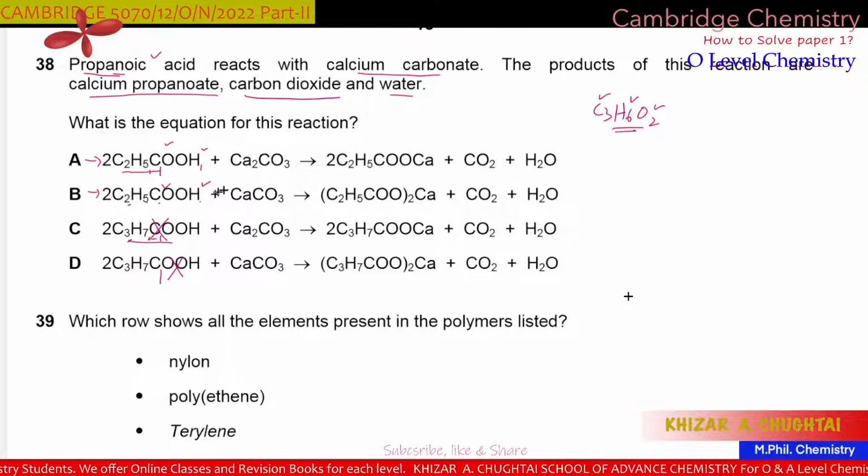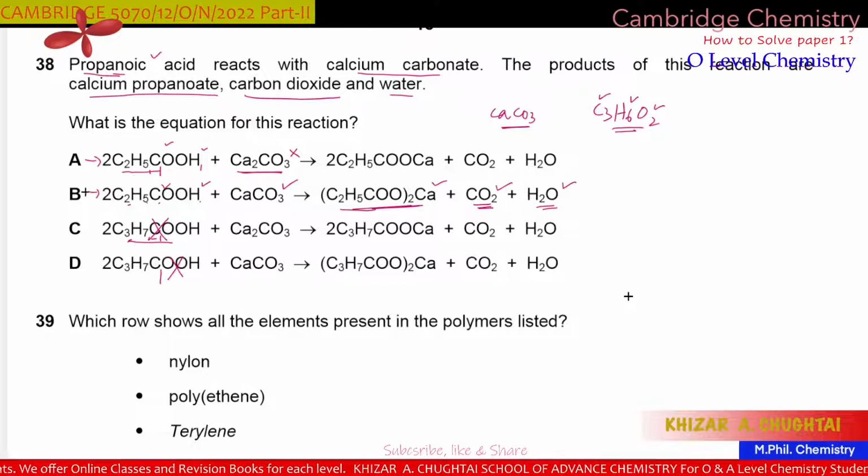Now let's see over here. Let me check the formula of the other species. Calcium carbonate. No, it's an incorrect formula. The formula of calcium carbonate is CaCO3. So it means that this one is the correct one. Similarly, the formula of the calcium salt, calcium propanoate, is also true. The formula of CO2 is correct. The formula of H2O is also correct. So B is the correct option. 38, B is the correct option.